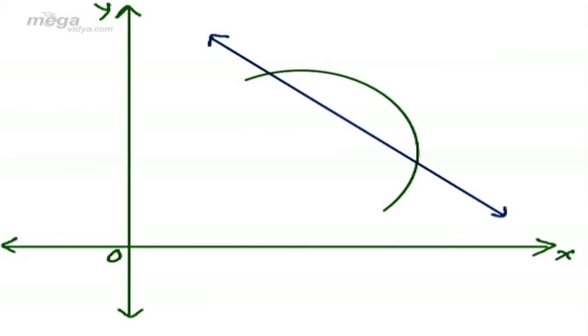Now this line and this curve, which is the second degree curve, intersect each other at the point A and at the point B. Now you have to join these two points with the origin, that is A with O, B with O, and then you will get two straight lines. And now you have to find out the equation of these two straight lines.